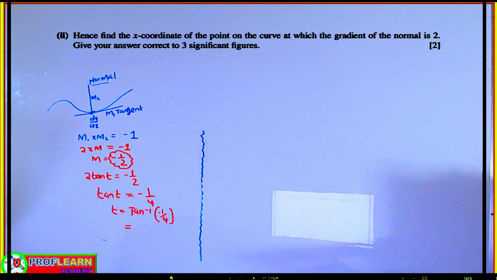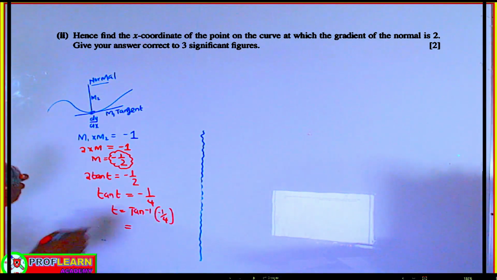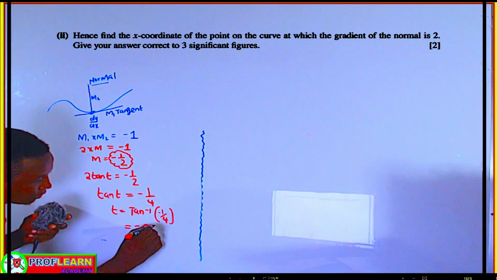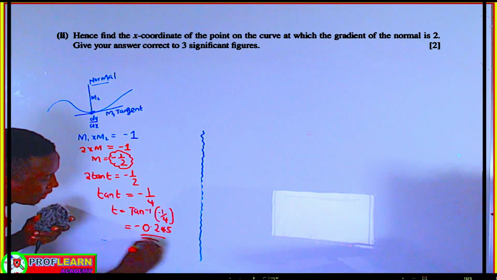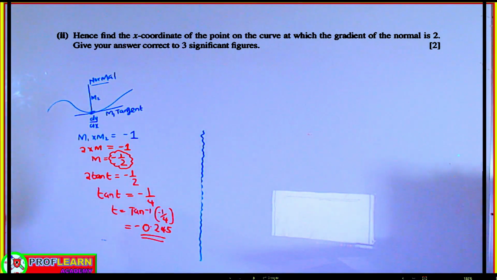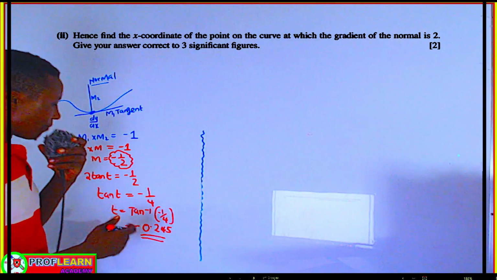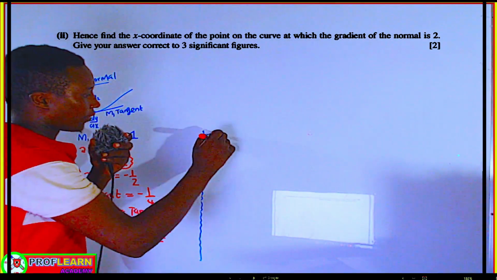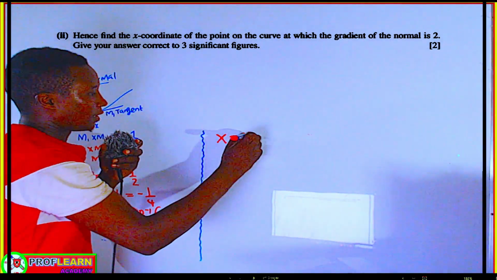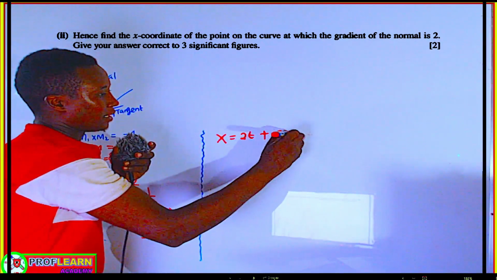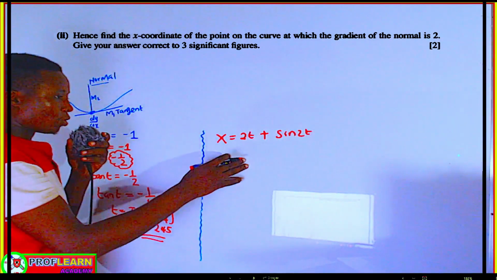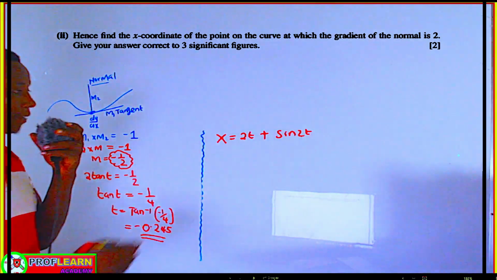If we work out that, we are going to realize that our answer is going to be negative 0.245. This is going to be negative 0.245 as the value of t. Now, once we have the value of t, because we are finding the x coordinate, we are going to substitute that back into the parametric equation that we are given for x. x is equal to 2t plus sine 2t.